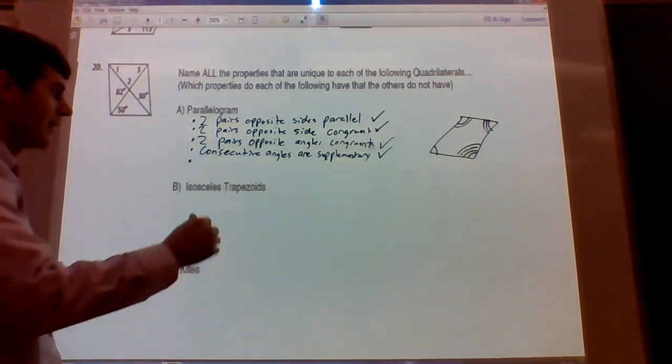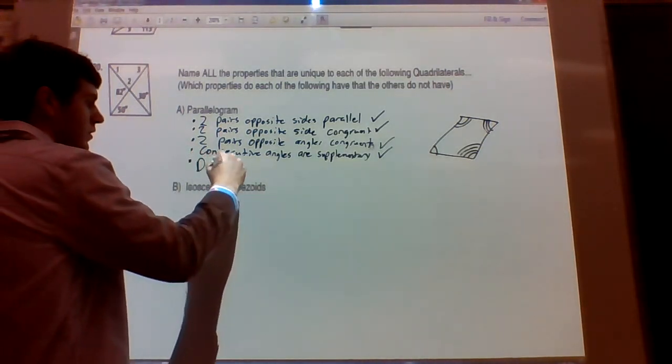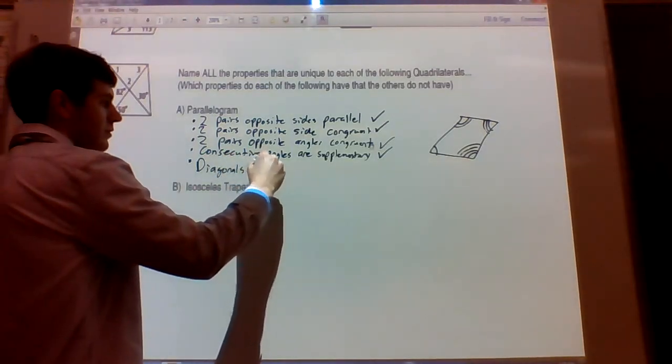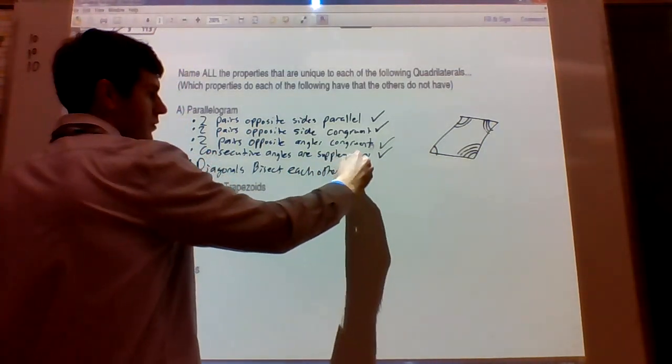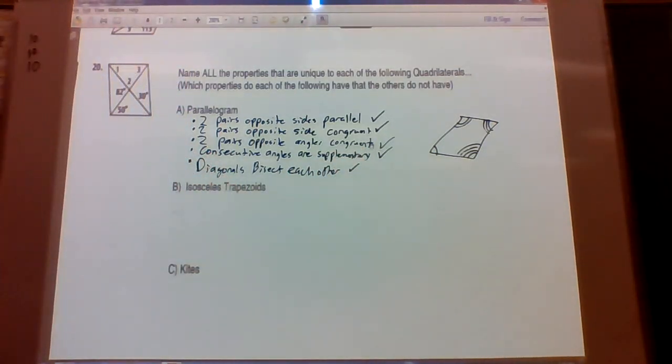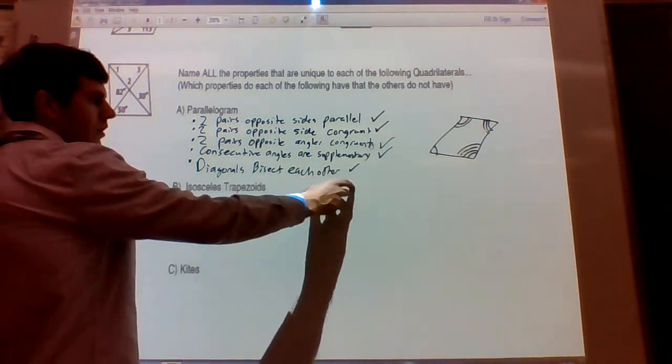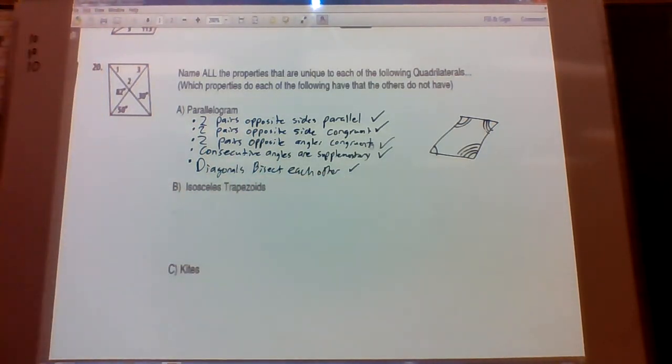And the last one is that the diagonals bisect each other. Okay, and that one is also going to be true. In a kite, we have one diagonal is bisected. The main diagonal gets bisected. But this one's saying diagonals bisect each other. So all five of our unique properties for parallelograms are unique properties that show that the quadrilateral is a parallelogram.